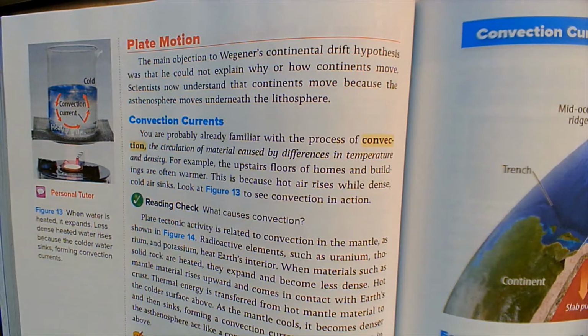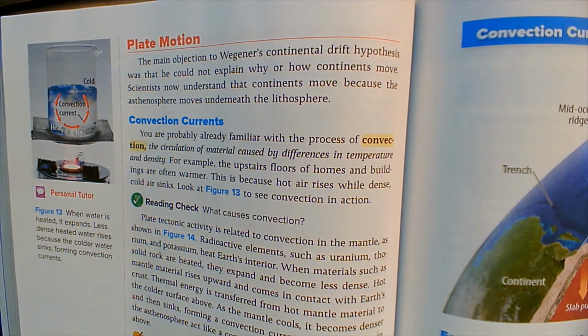All right, plate motion on page 328. The main objection to Wegener's continental drift hypothesis was that he could not explain why or how continents move. Scientists now understand that continents move because the asthenosphere moves underneath the lithosphere.